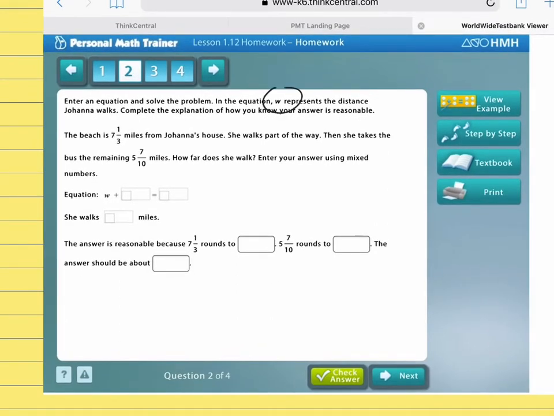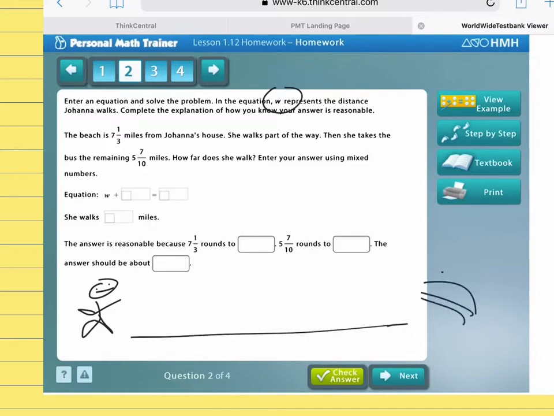The beach is 7 1/3 miles from Joanna's house. She walks part of the way, and then she takes the bus the remaining 5 7/10 miles. How far does she walk? So it's probably best to start off with a picture. Here's a very fancy picture of Joanna, and she is going to walk to the beach. So over here, here's the beach. There's a wave, and that total length is 7 1/3 miles.